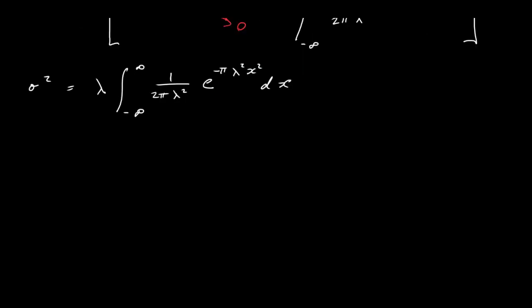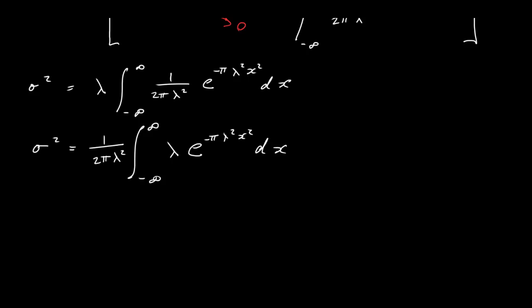Now what I'm going to do here is just swap these two around, because these are both constants. I'm going to end up outside the integral sign here with 1 over 2 pi lambda squared times the integral from minus infinity to plus infinity of lambda times e to the power of minus pi lambda squared x squared dx. And this is our variance still here.